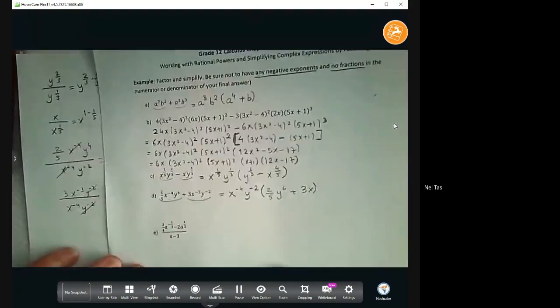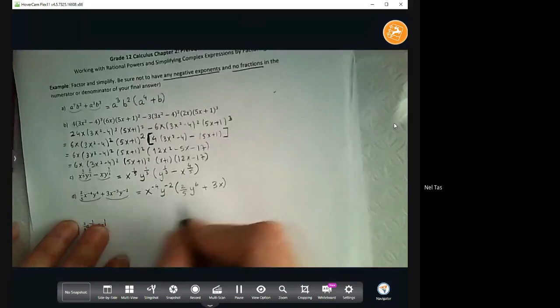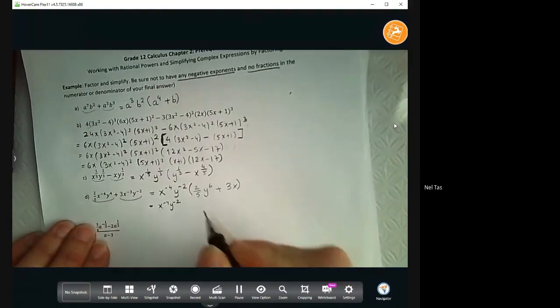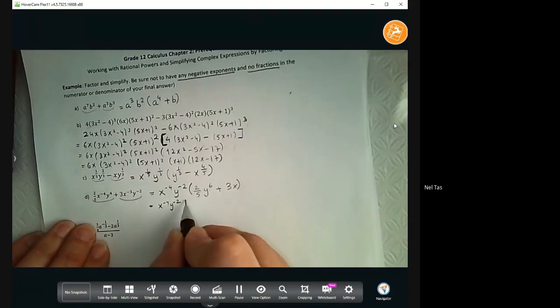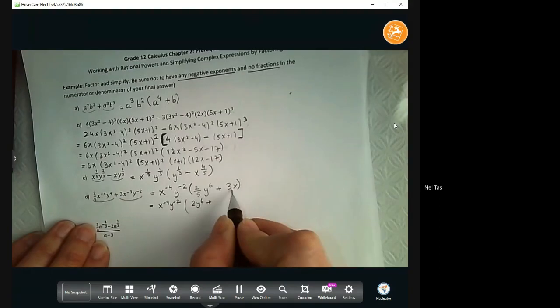Okay, but we are not done. First of all, we have to have a common denominator here. So let's do that first. So x to the power of negative 4, y to the power of negative 2. If we have a common denominator, we get 2y to the power of 6 plus 5 times 3, 15x over 5.